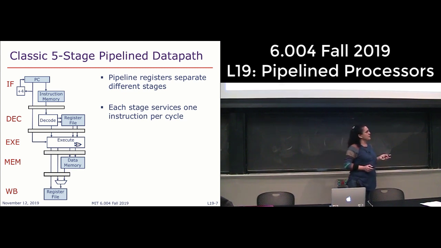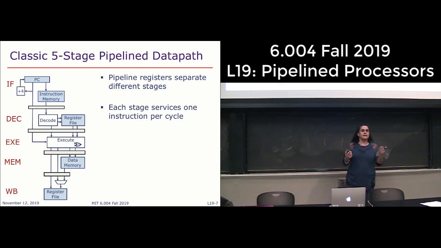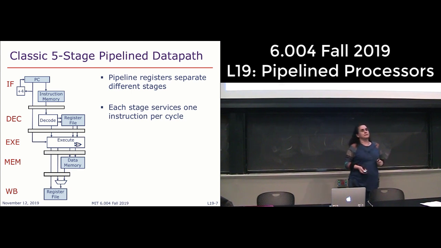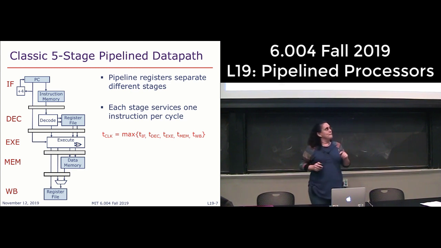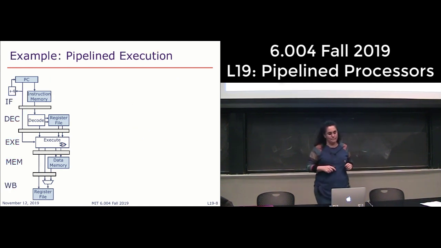Great. So what's going to happen here is that I've added these pipeline registers, right? So now my clock period is just going to be calculated by the slowest of these 5 stages. And each one of these stages is going to serve 1 instruction per cycle. So the idea is that when my pipeline is full, I'm actually servicing 5 different instructions at the same time. And we're going to take a look at how that works in a second. So our clock, once again, if we pipeline, goes back to just being the maximum of one of these 5 stages rather than the sum.